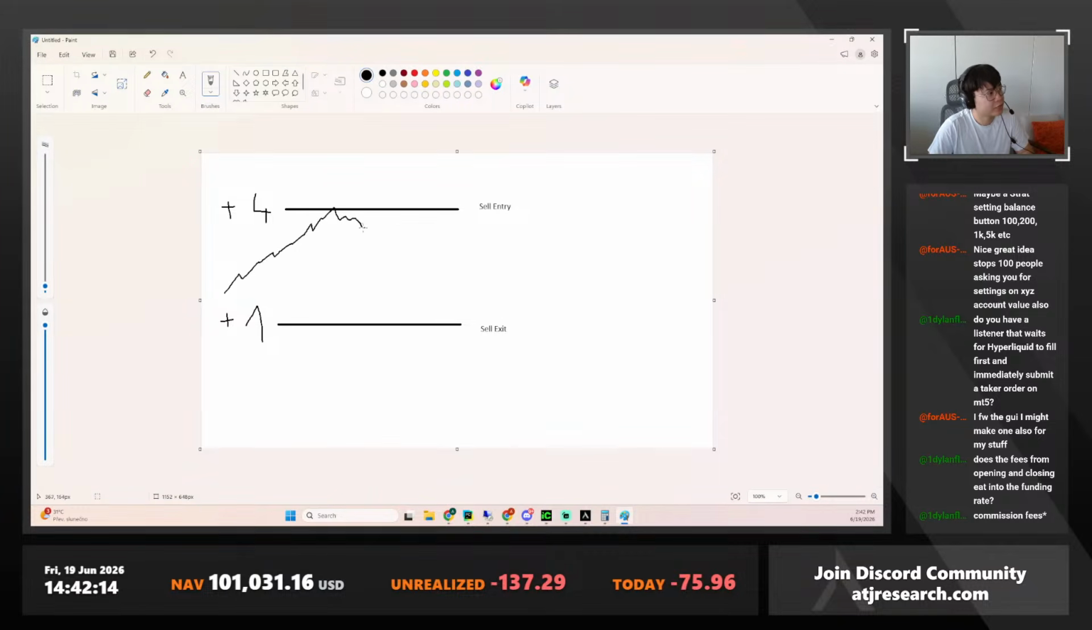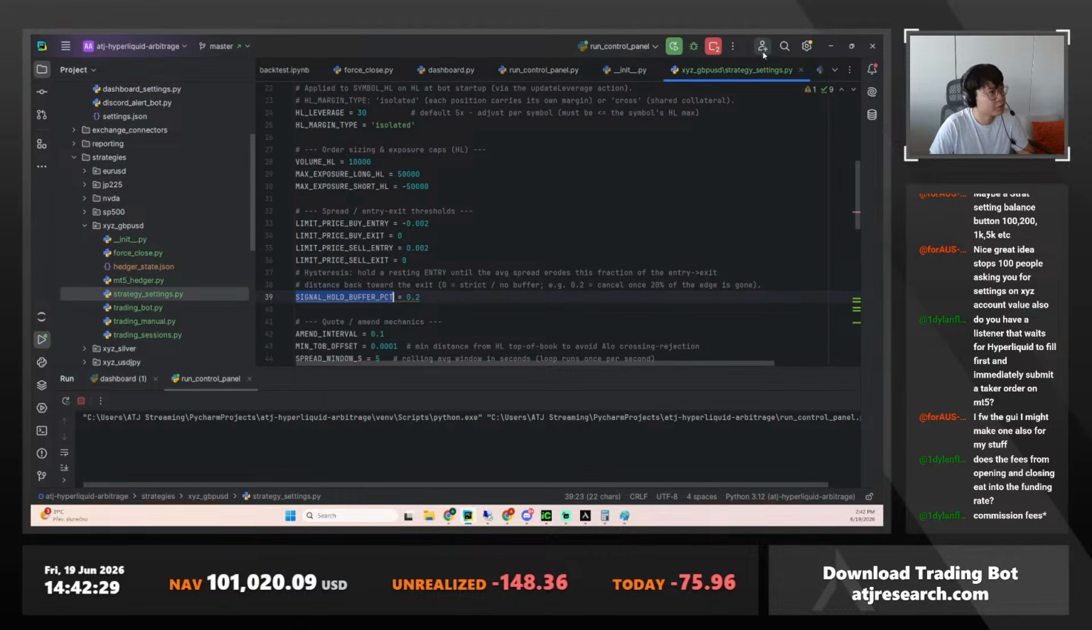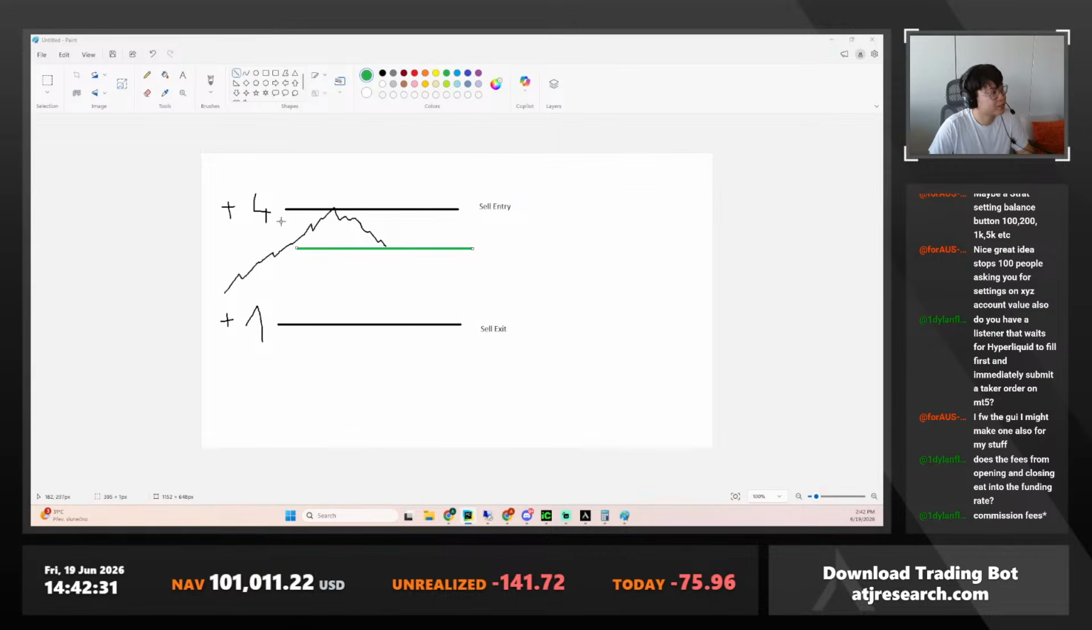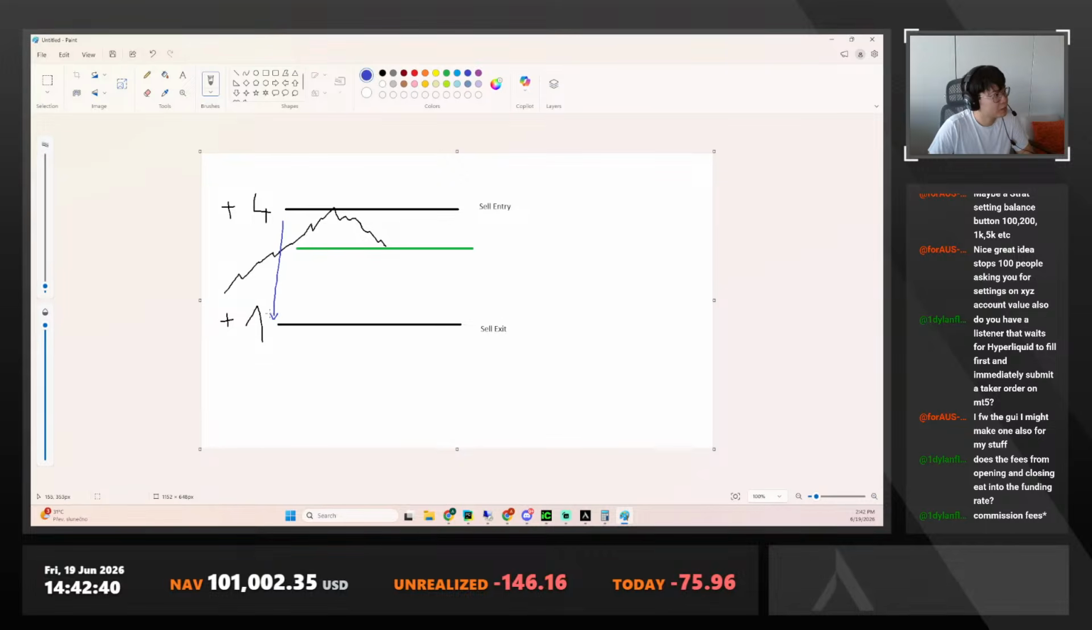Here, before it would cancel that, but here we have the new thing which is called the buffer, right? So the buffer is actually a new level where the signal still holds and we're still quoting our price, and right now it is set to 20%. And 20% of what? 20% of the distance between 1 and 4, right? So this is the distance. So the buffer is 20% of this amount. So this is the buffer.